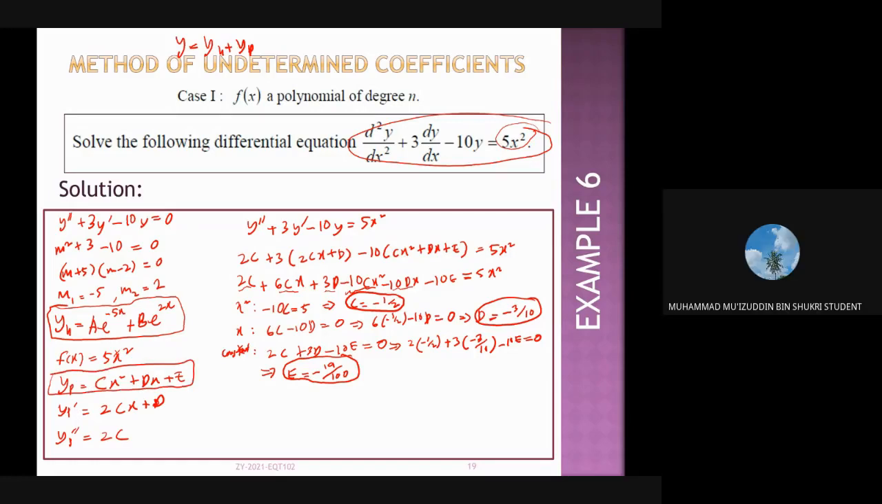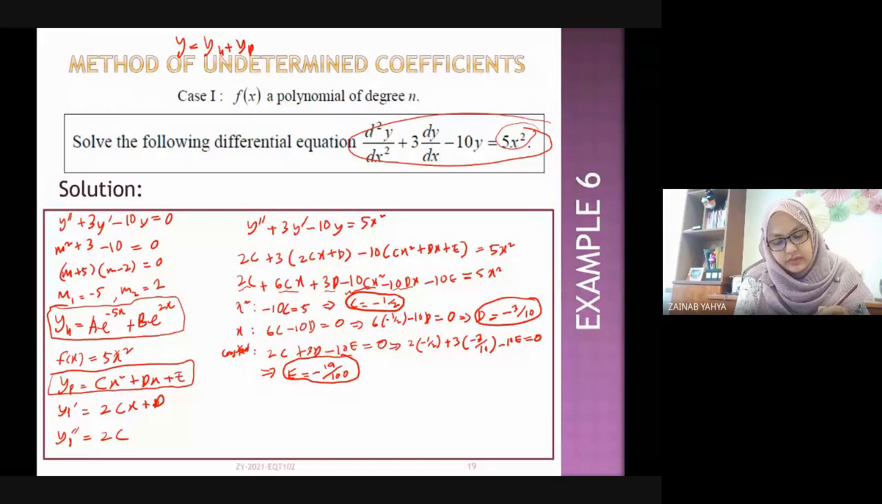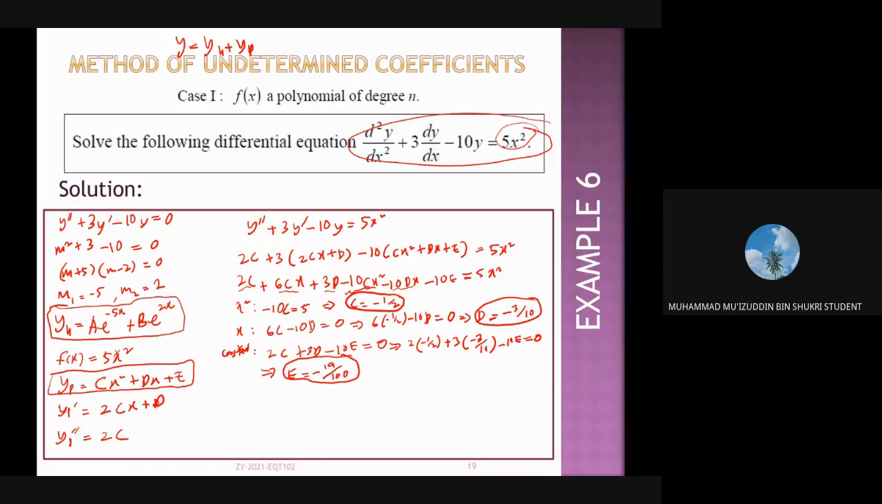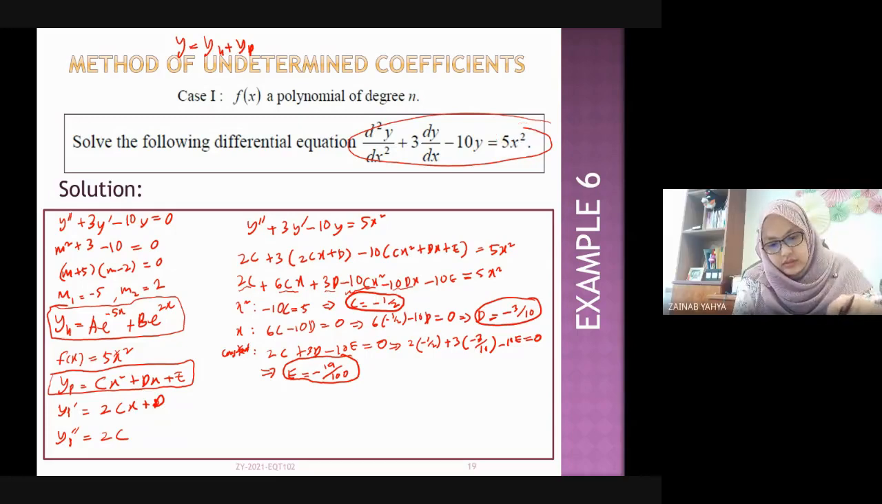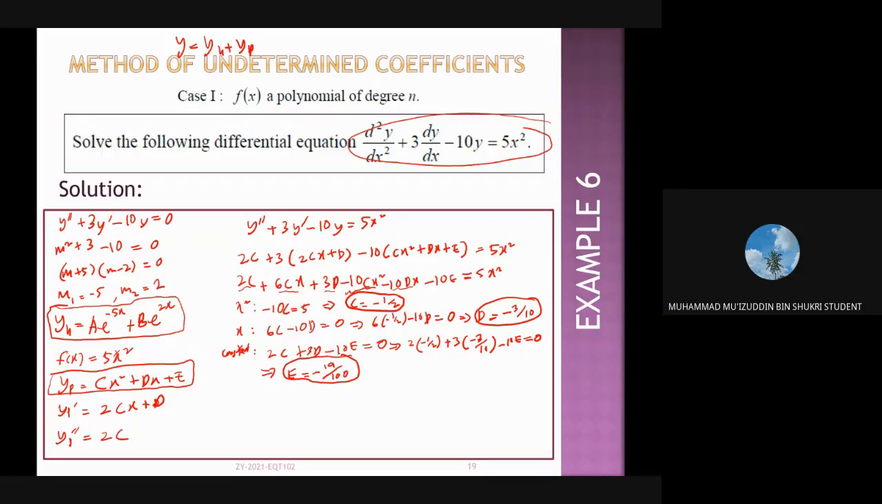By the way, Doctor, why is our fx positive, not negative? Our fx is positive, the 5x squared. Why would you put negative? Oh, sorry, I got it wrong.